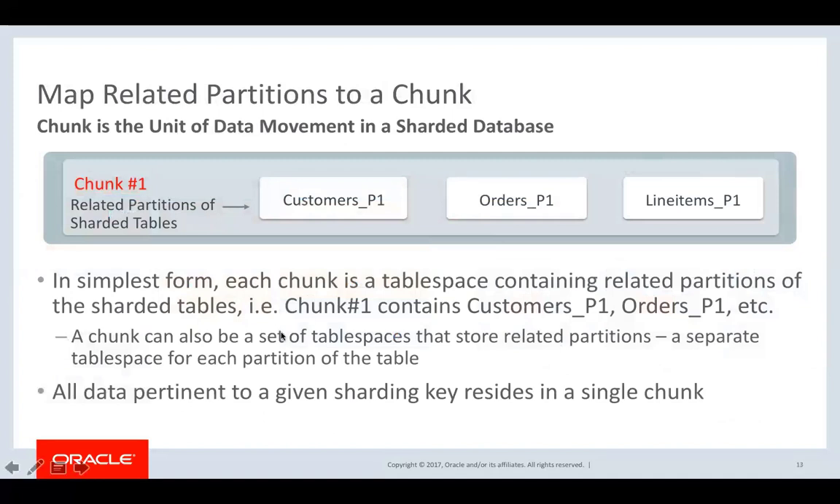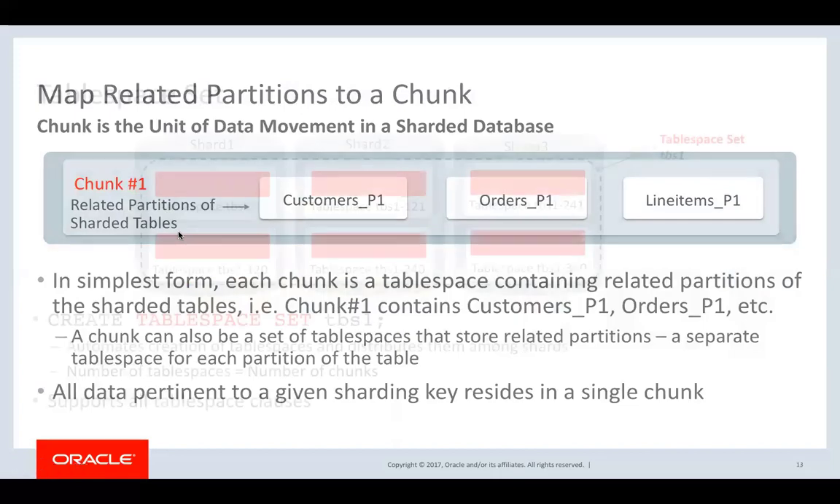Here is one concept that you want to be familiar with. A chunk is nothing but a table space which contains partitions of related tables. In this case, partition P1 of customers, partition P1 of orders, partition P1 of line items. These 3 partitions are placed on a table space, right? And that table space is called a chunk. A chunk can also be a group of table spaces if each of these partitions are hosted on separate table spaces. Okay, and this chunk is our unit of data movement. When you add shards or remove shards, we relocate and rebalance data, and we rebalance at the unit of chunk.